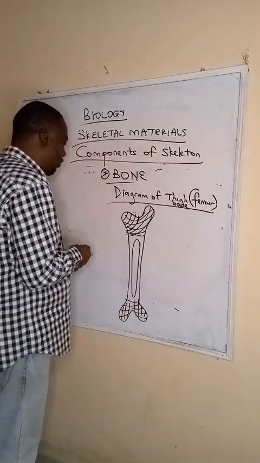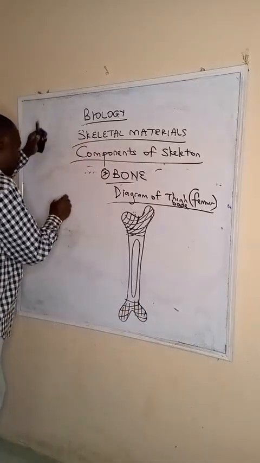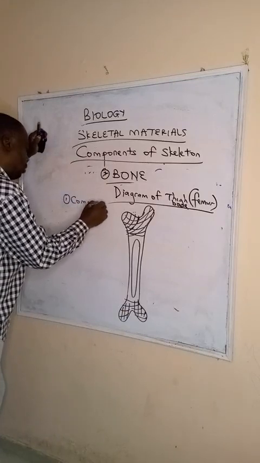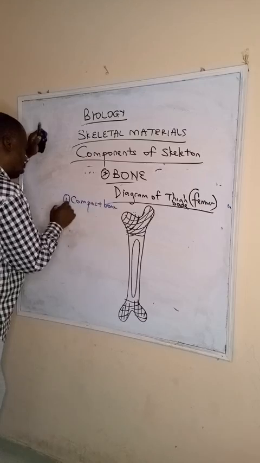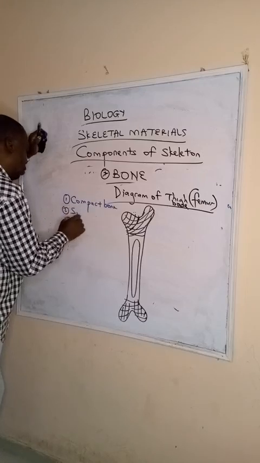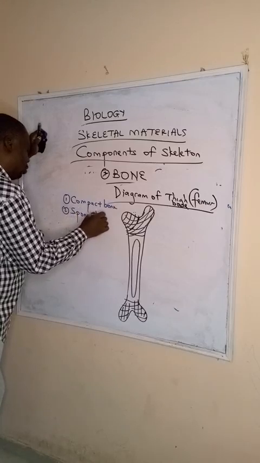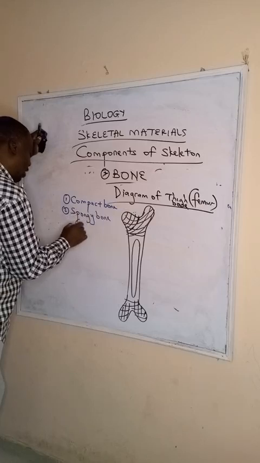You can see that there are two types of bone. We have the compact bone and the spongy bone. The spongy bone is also called cancellous bone.